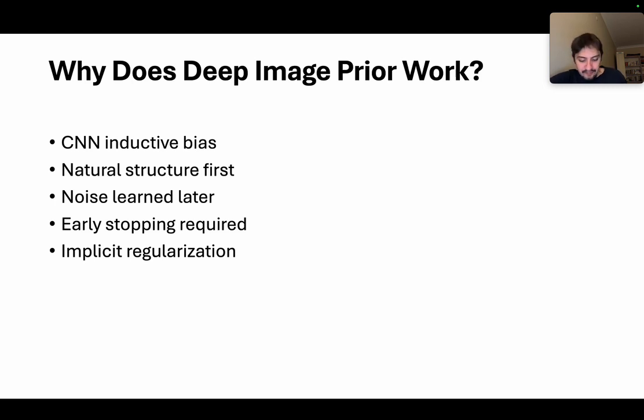Also, during optimization, the network learns meaningful image structures first, while noise is learned much later. By stopping the optimization early, high quality restoration results can be obtained without fitting noise. CNNs have a strong inductive bias towards natural image structures, and these are the main reasons for the working principle in deep image prior.